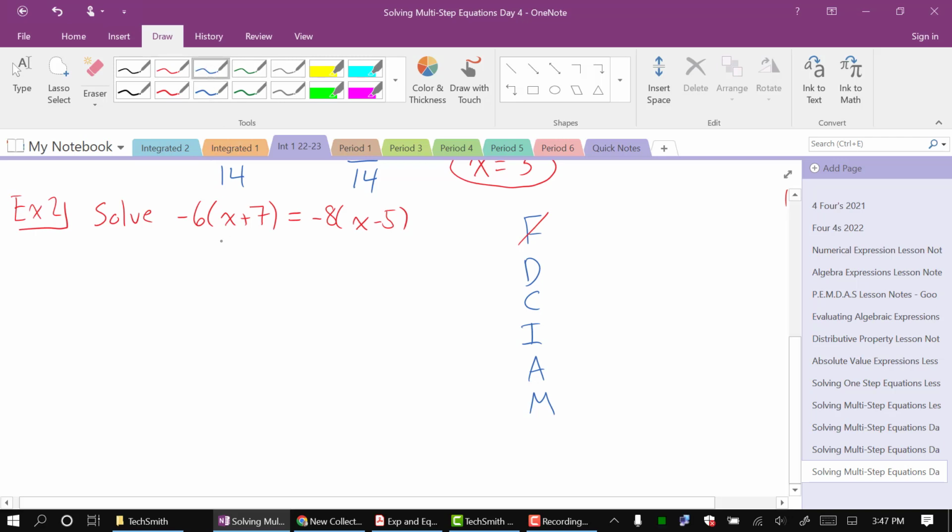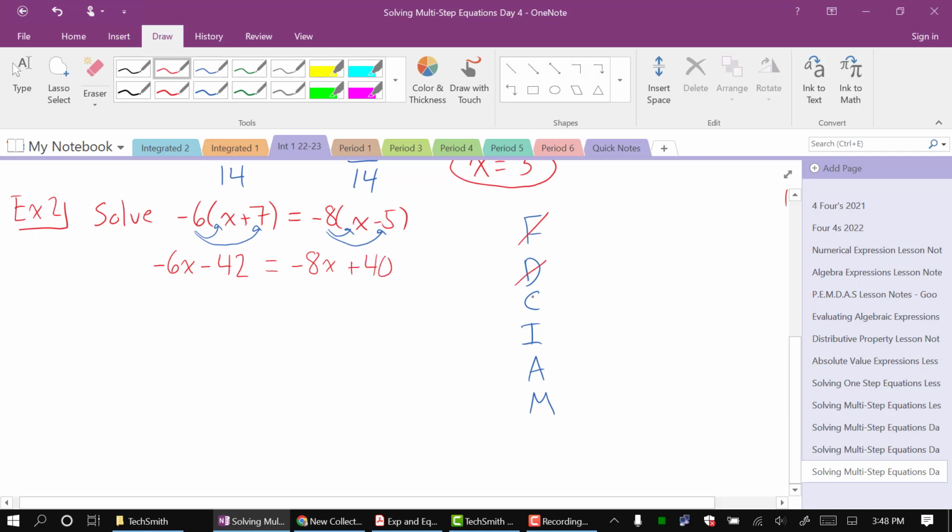Now I'm going to do the distribution. So I'm going to distribute that negative 6 to both the x term and to the 7 term. I'm also going to distribute the negative 8 to the x term and to the negative 5 term. So negative 6 times 1x is negative 6x. Negative 6 times positive 7 is negative 42. Negative 8 times 1x is negative 8x. Negative 8 times negative 5 is positive 40. So I've done the distribution.